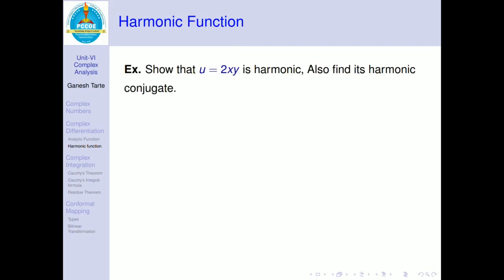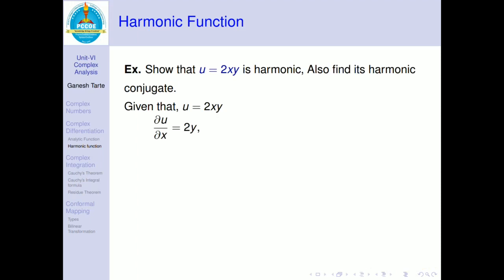Now we solve some problems based on harmonic functions and harmonic conjugates. For example, show that u = 2xy is harmonic and also find its harmonic conjugate, that is v. So let us begin with u, and we know that u is harmonic if and only if it satisfies Laplace equation, that is ∂²u/∂x² + ∂²u/∂y² = 0. For that purpose, we find the partial derivative of u with respect to x, which is 2y.